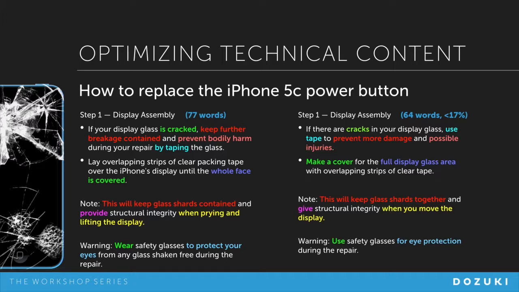And also, you may notice that the sentence on your left may not be very obvious to Americans or to native speakers, but it sounds very colloquial, and it may not be neutral enough for a non-native speaker to understand. So we simply rewrote this by saying "to prevent more damage and also possible injuries," rather than "bodily harm" or "to contain the breakage," for example.